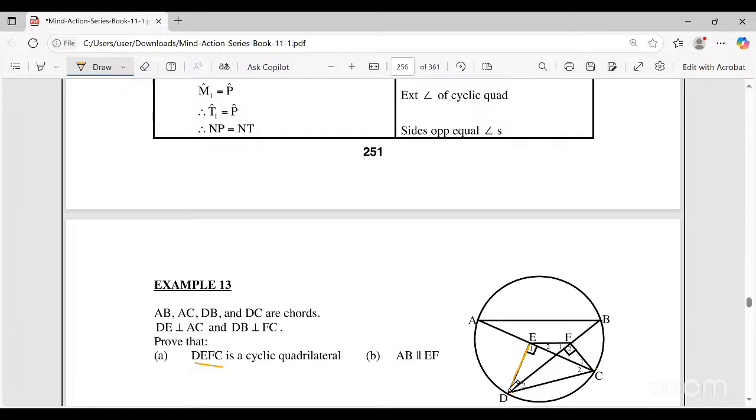DE is equal to EF? This one is FC. This one, yes. And yes, then this is correct.